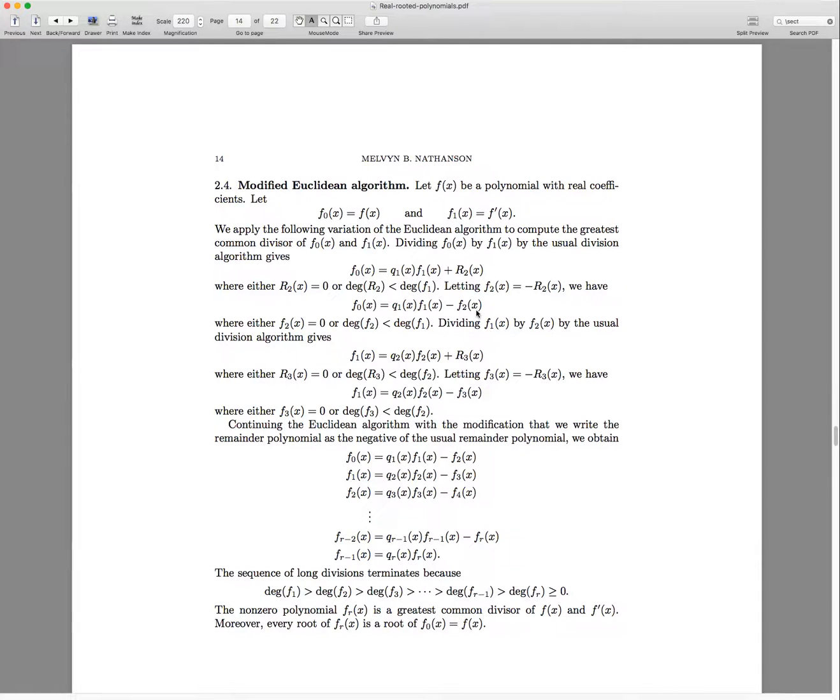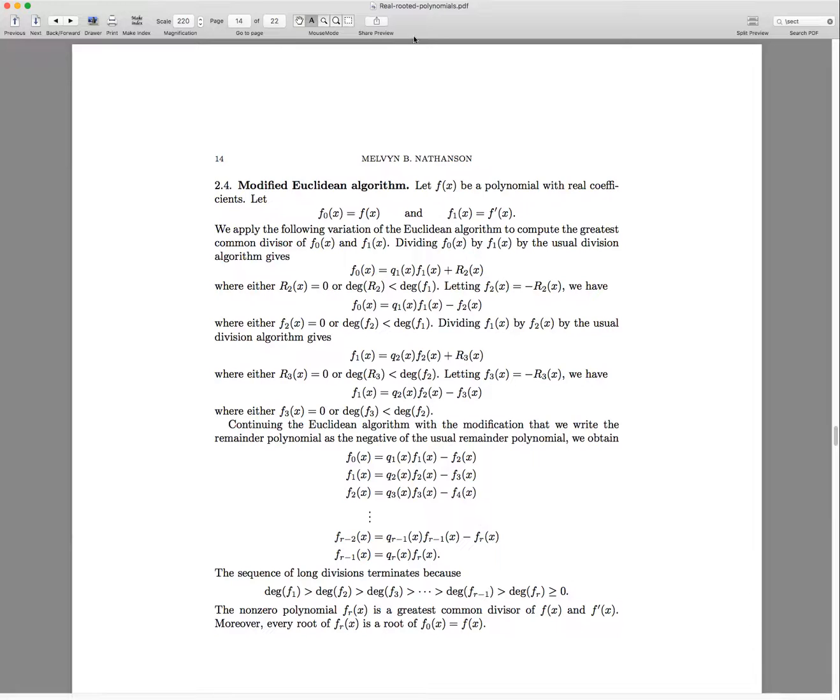So you write the division algorithm with a negative remainder like this, right? Negative in quotes, because of course these are polynomials. And then you take f1 divided by f2, you get a remainder in the chain, you change the sign. So you end up with a sequence of equations like this, and it's the Euclidean algorithm for polynomials. The degrees of the remainder polynomials are strictly decreasing, and it terminates at some point, right?